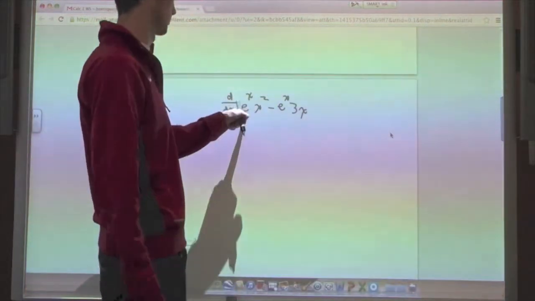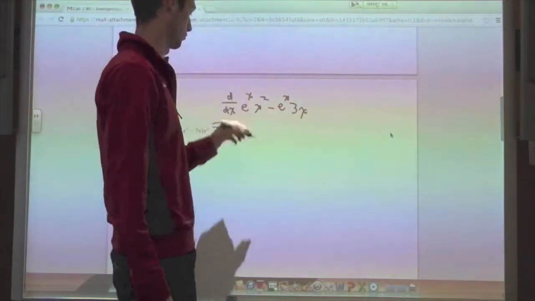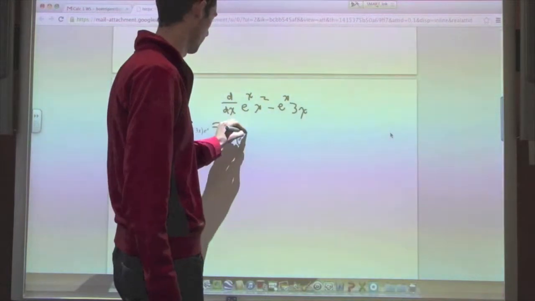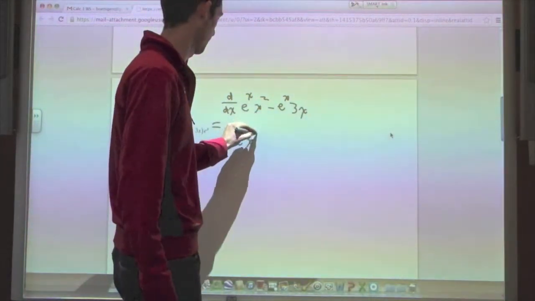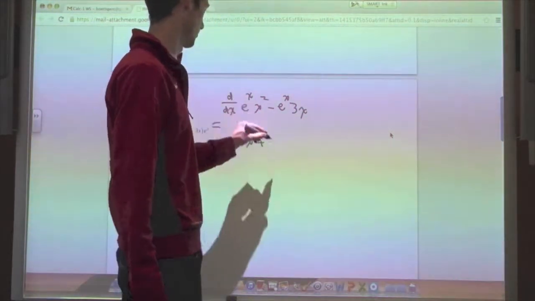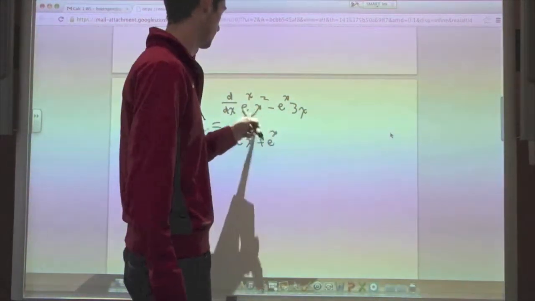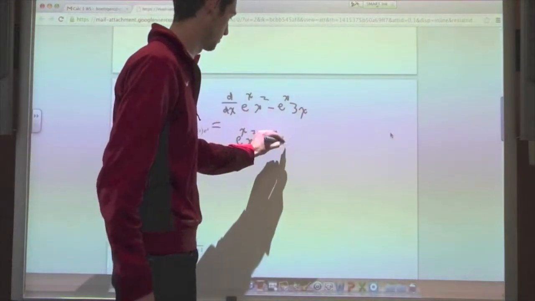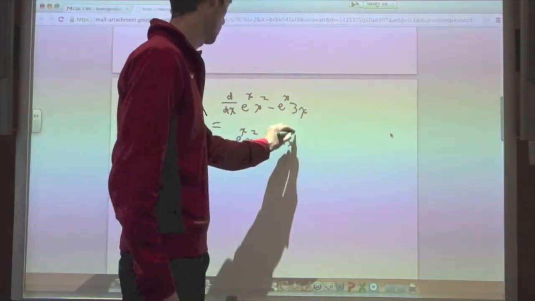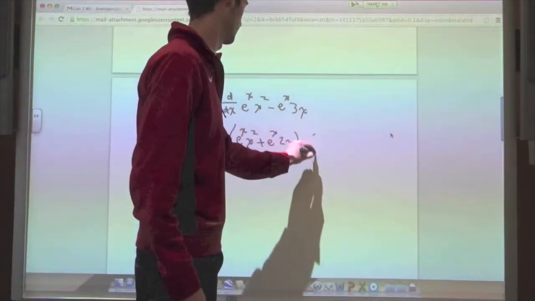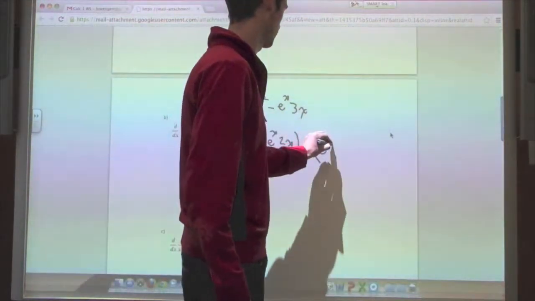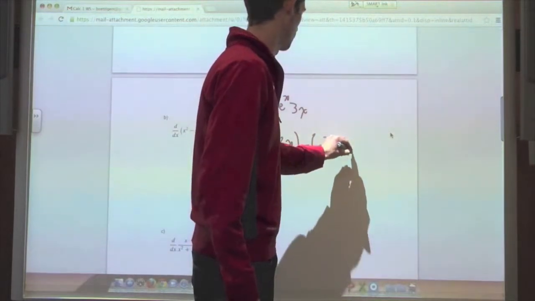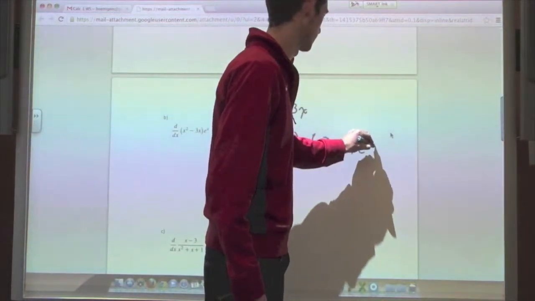So let's do the product rule of this one. The first thing to do is take the derivative of the first one. So derivative e to the x is just e to the x times the second one plus the first one, just e to the x, times the derivative of the second one, which in this case is going to be 2x. Now all that is going to be subtracted by, and then we do the product rule for the next one. So e to the x 3x plus e to the x times 3.